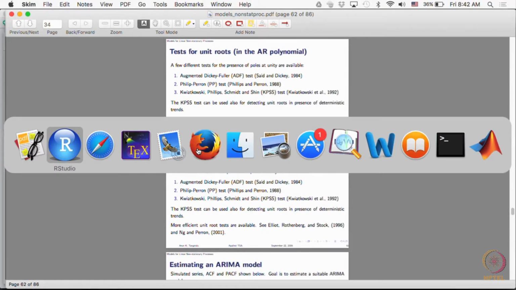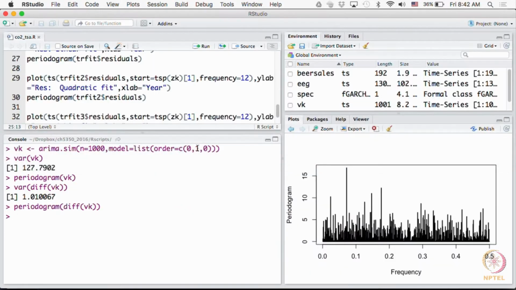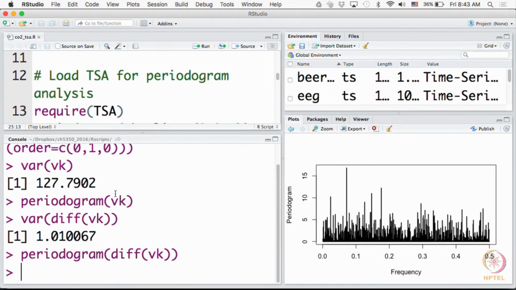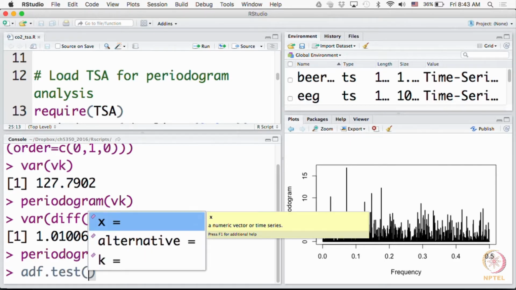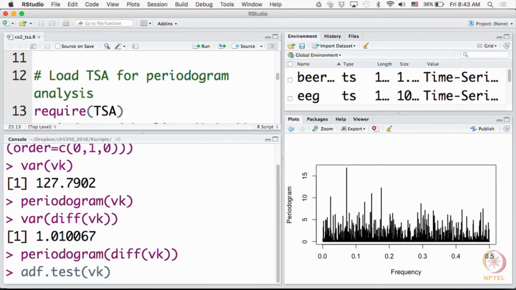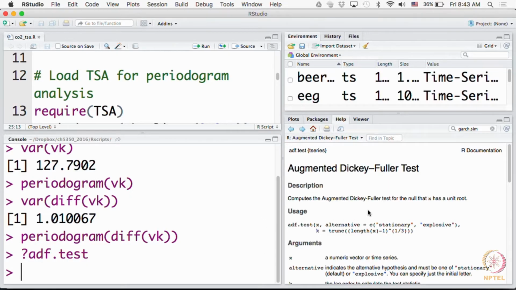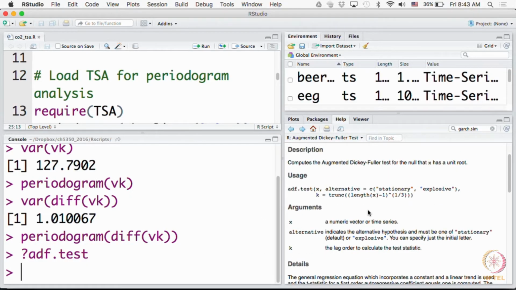So, for example, here we can quickly run the ADF test on the series that we have created. I am sorry, I did not increase the font size here. Okay. So, we can run an ADF. In fact, you should look up the help on the ADF test. If you look up the help on ADF, it says it computes the augmented Dickey-Fuller test for the null that x has a unit root.